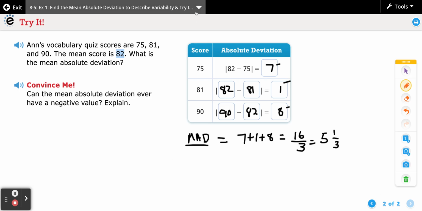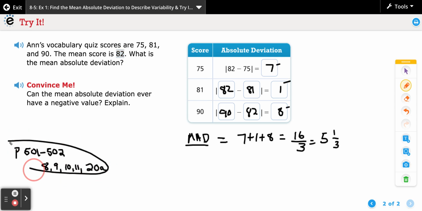All right, the questions that go with this, example 1, are on page 501 and 502. And we're going to ask you to do 8, 9, 10, 11, and 20A. I'll write those here. All right, there you go. Pages 501, 502, numbers 8, 9, 10, 11, and then just the first part of number 20. Raise your hand if you have any questions. We'll be glad to help you out.